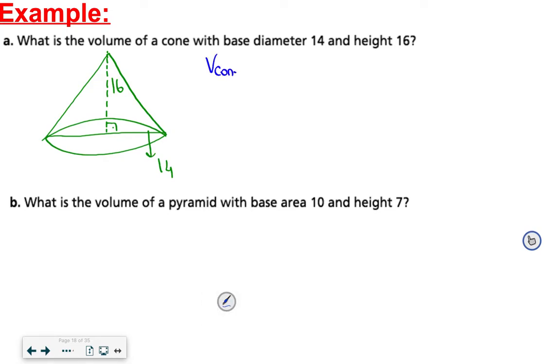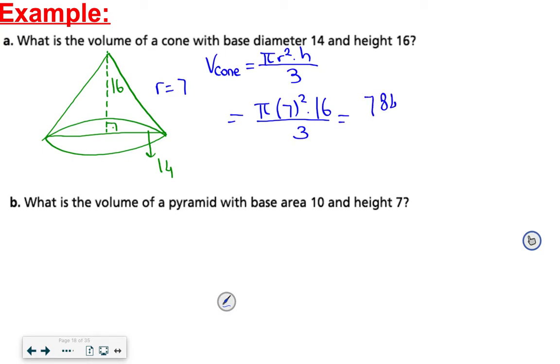Remember how to find the volume of the cone. The volume of the cone is the base area, which is pi r squared times height over 3. If the diameter is 14, what is the radius, which is 7? Substitute pi times 7 squared times 16 over 3. If you calculate, 7 squared is 49 times 16, 784 pi over 3. Then approximately you will get 261.33 pi is the volume of this cone.